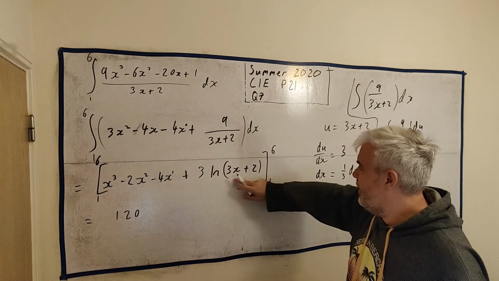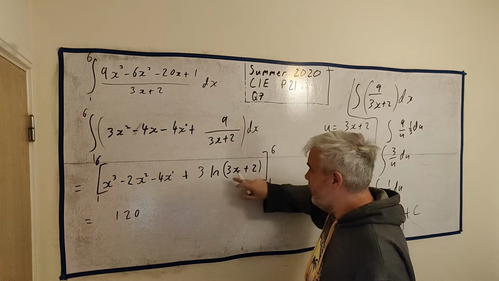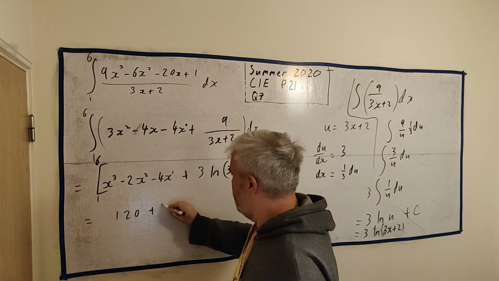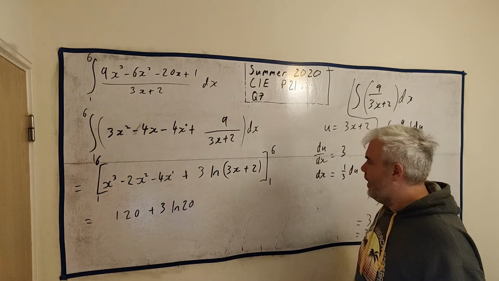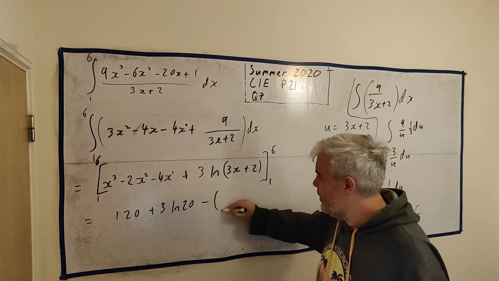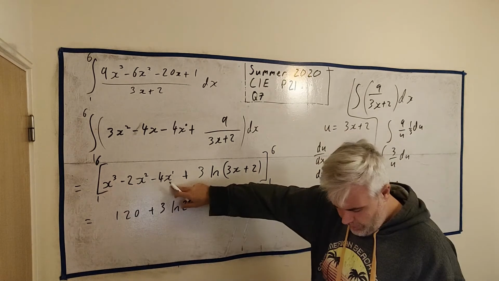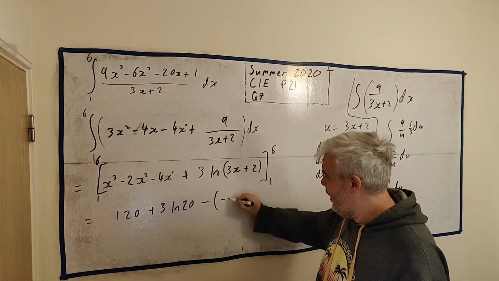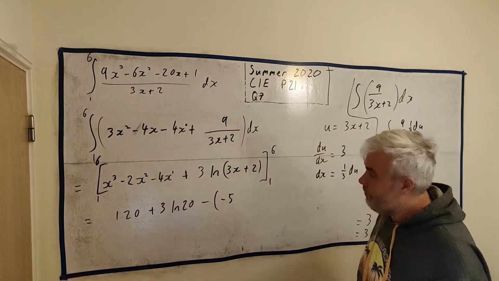Then I put 6 in here. I get 3 6s are 18 plus 2 is 20. Natural log of 20. So plus 3 natural log 20. Then I need to take away, let's minus, and I just make a big bracket usually here. Put 1 in for all of these guys, and I would get minus 5. 1 minus 2 minus 4 is minus 5.